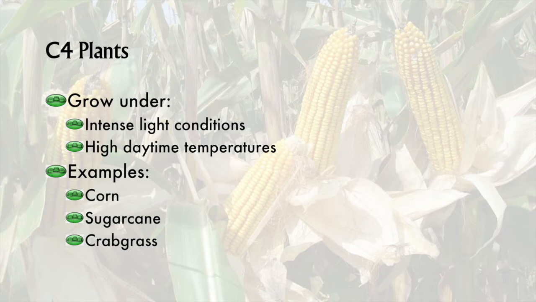Many of our important crops like corn and sugarcane use this strategy. Another plant with C4 metabolism is crabgrass. This is why, in the springtime, our lawns may look beautiful and perfect, but as spring turns to summer, the crabgrass starts growing much more quickly and better than the other lawn grasses, which are C3 grasses.